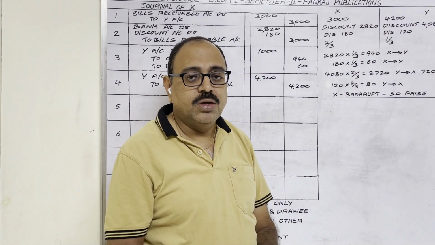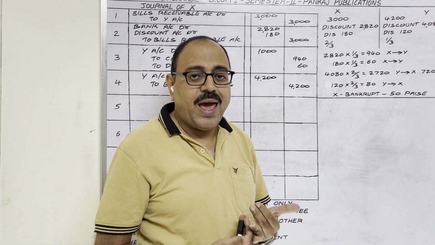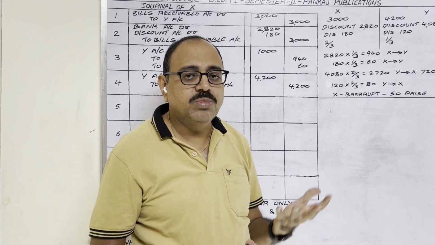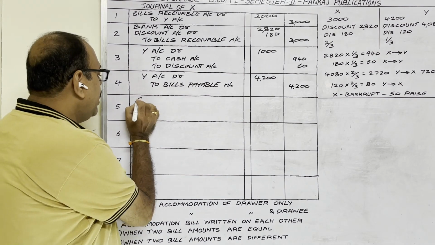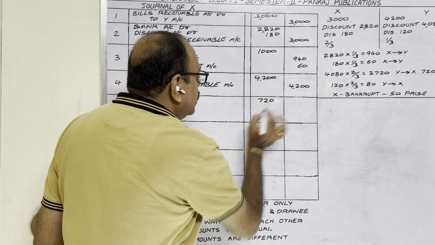the journal entry. So 720 rupees cash is coming to X. Cash account is a real account. As per the real account rule, debit what comes in, credit what goes out. Cash is coming in now. Therefore, we have to debit the cash account. Cash account debit 720 rupees.